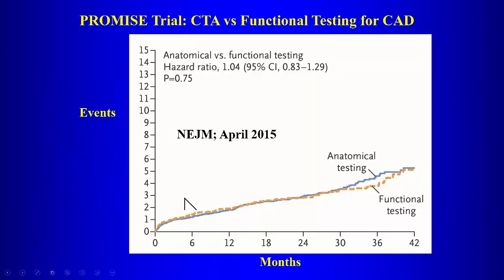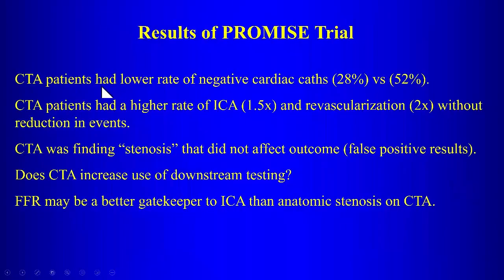And what happened was, it was kind of disappointing for those promoting coronary CTA, which is the anatomical testing. Remember, we're just looking at the anatomy of the vessel with coronary CTA. Compared to functional testing, there was no statistically significant difference in the outcome of these patients. What did happen is that patients who had coronary CTA had a lower rate of negative cardiac caths, which you would expect, right? Because you're sending those patients who have more disease to cardiac cath, so you're eliminating the negative cases.